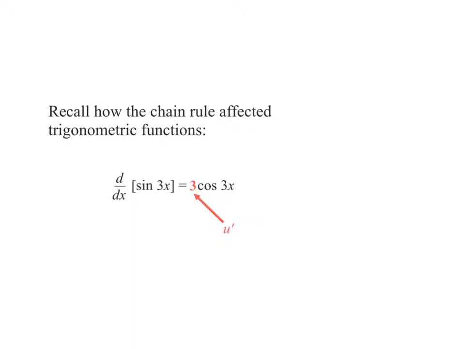I think the very first place to start, before we do integration, is to go back and see how the chain rule affected trig derivatives. So here's an example of something we did way back in Chapter 2, the derivative of the sine of 3x. If you remember, we just directly replaced sine with cosine. So the u value stayed exactly the same, it's still 3x, but I attached a 3 in front. That 3 represented the u prime. So now the answer is 3 cosine of 3x.